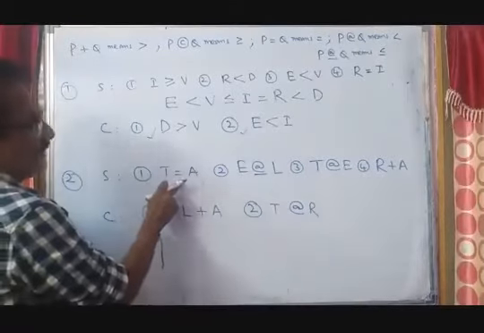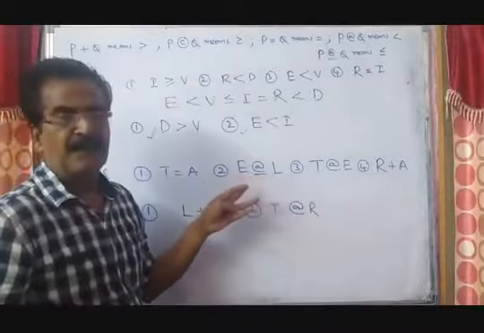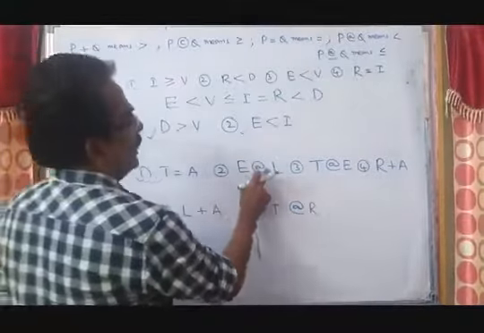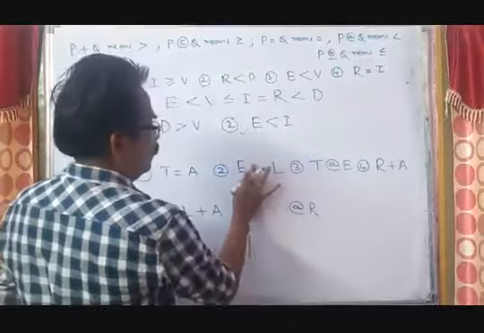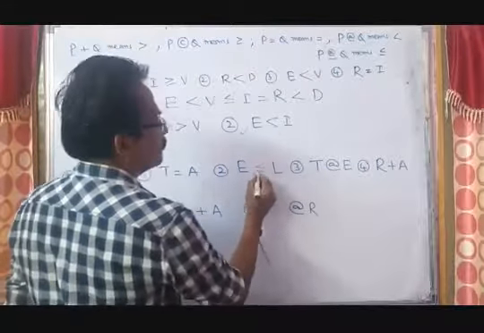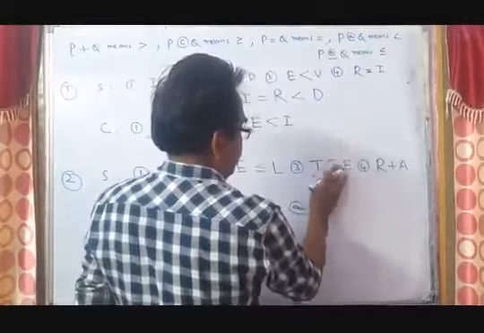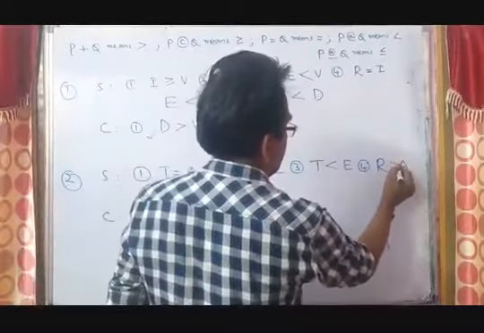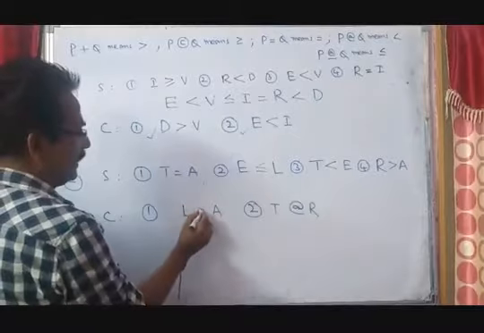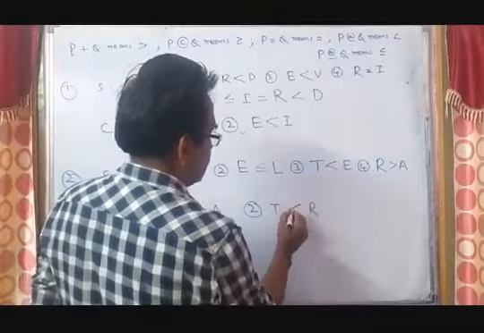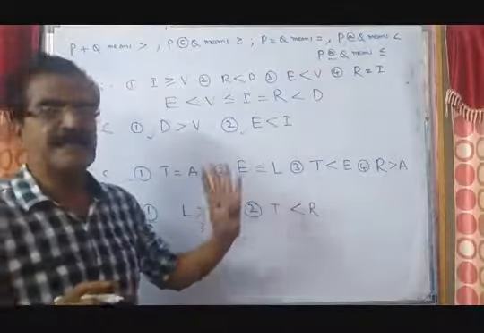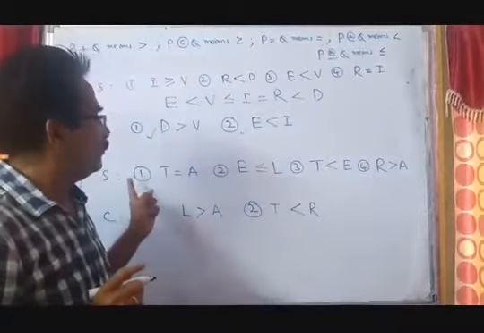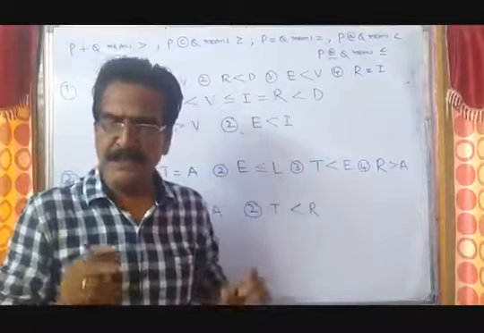This is the second question. First let us convert these symbols into our inequality signs. Equal to means equal to, underscore at the rate means less than or equal to, at the rate means less than, and plus means greater than. After changing the symbols into our inequality signs, we have to combine these four statements into a single statement.